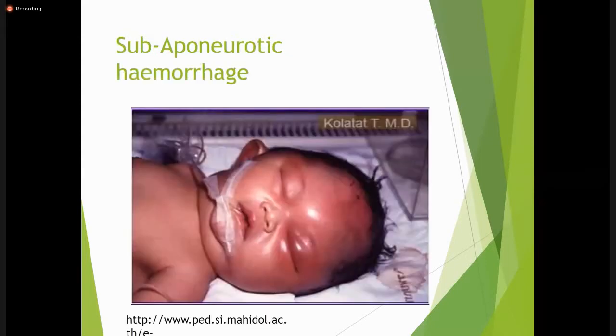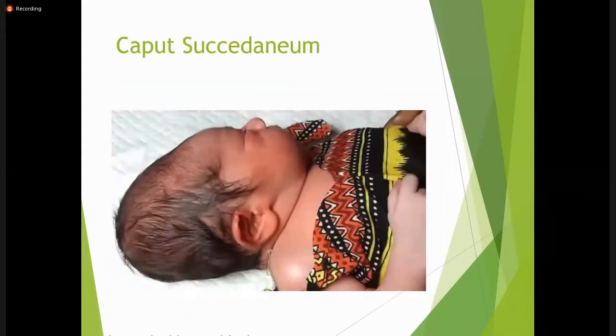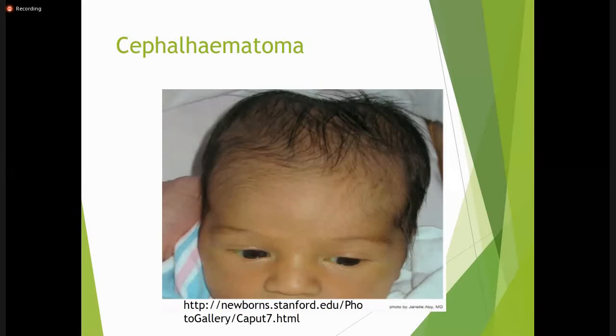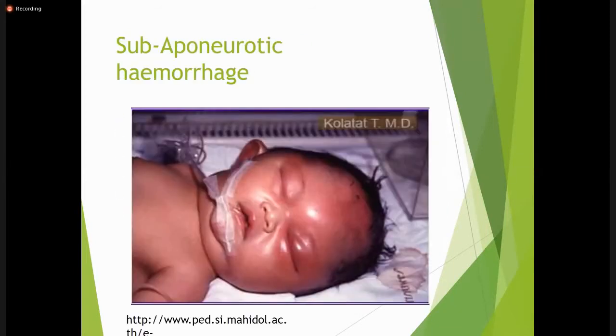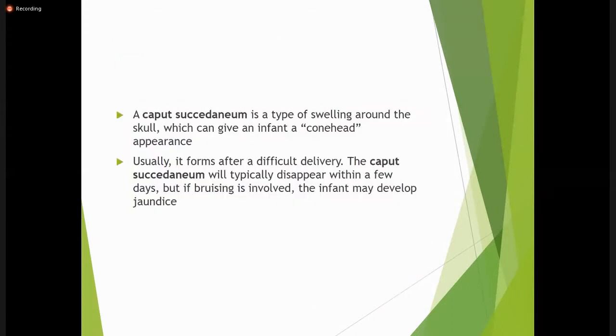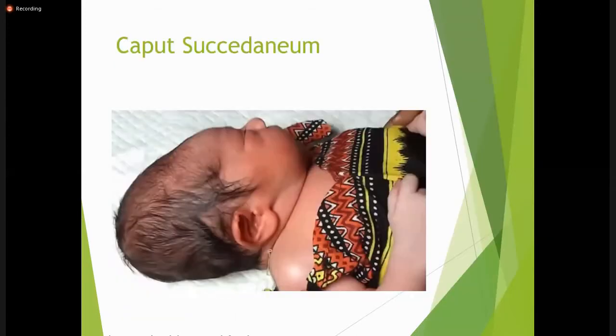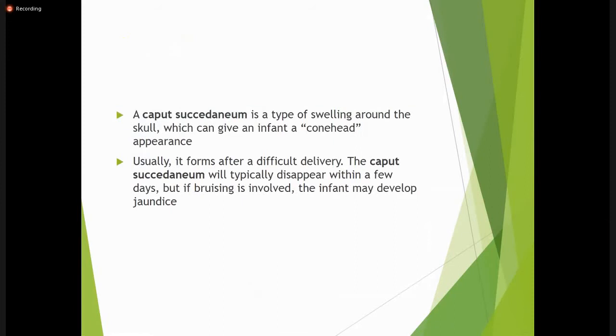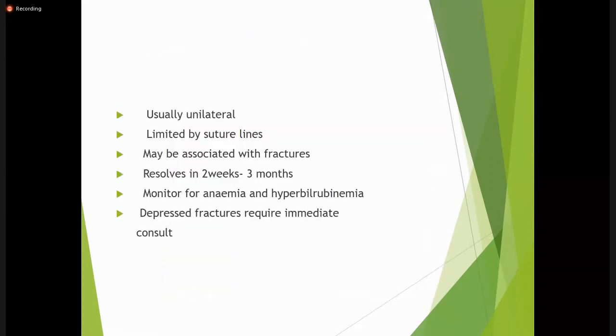So we have discussed 3 swellings: caput, cephalohematoma and subaponeurotic hemorrhage, and I've told you that the most serious one is the subaponeurotic hemorrhage. Caput, you don't have to worry about within 7 to 10 days, while cephalohematoma takes 2 weeks to 3 months, and sometimes when the collection is large, you can anticipate anemia and hyperbilirubinemia.